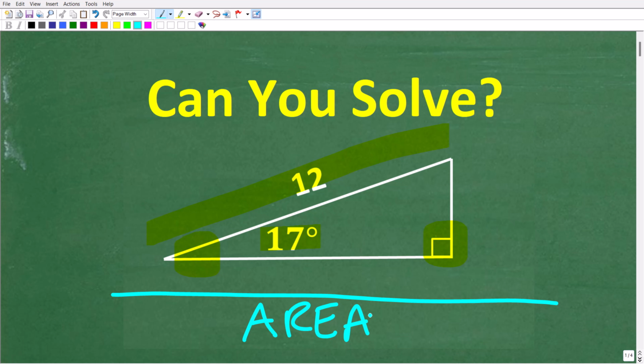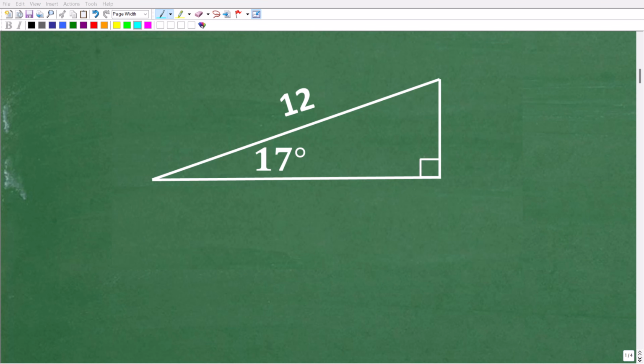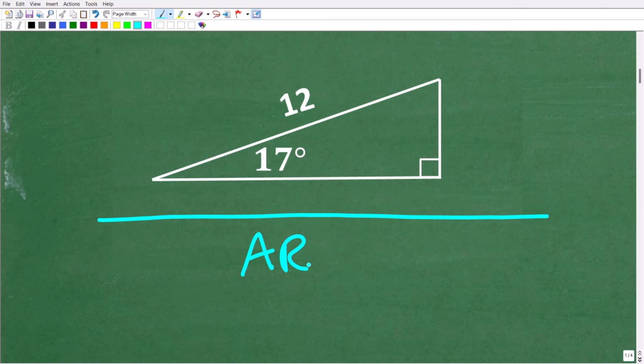Now, if you want to pause the video and put your answer into the comment section, that is fantastic. But let's take a closer look at what's going on with this problem. Before we can solve this, we need to understand that we are dealing with an area question, right? So we're trying to find the area of this triangle. With that in mind, we need to think about how we find the area of basic figures like triangles, circles, squares, and rectangles. Well, we need to know the formula to find the area of a triangle. Okay, so let's go ahead and take a look at that.